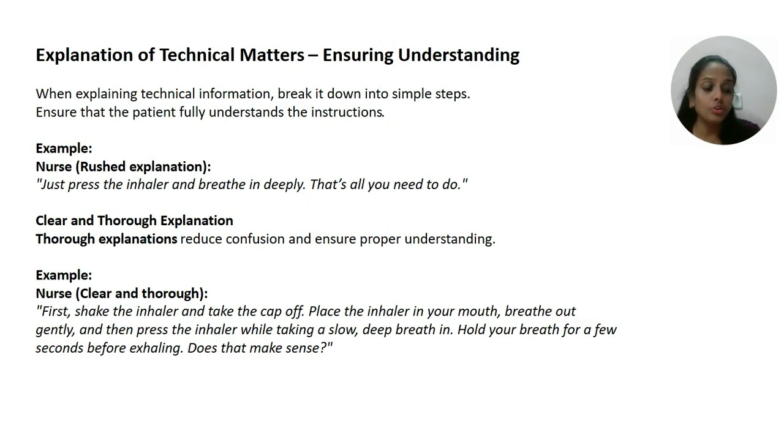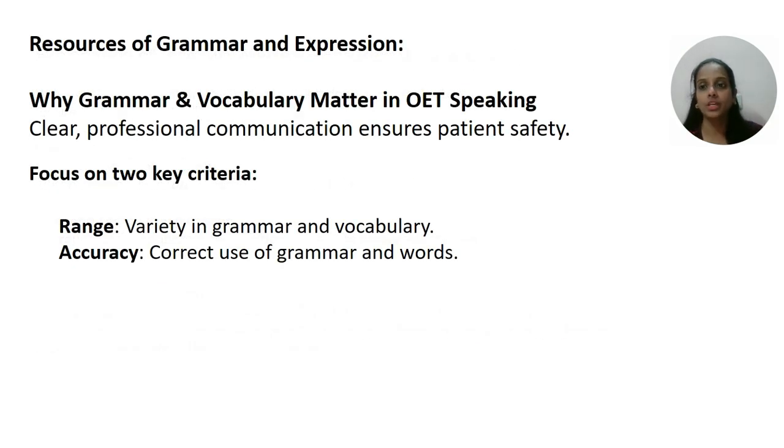The next one is resources of grammar and expression. When you're preparing for the speaking test, remember this: clear, professional communication is not just about what you say, but how you say it. The focus is on two key things. One is the range, and the second one is accuracy. When we talk about range, it tells the variety of grammar and vocabulary you use. And when it comes to accuracy, how correct your grammar and word choices are. So let's break these down so you are fully prepared to impress those assessors.